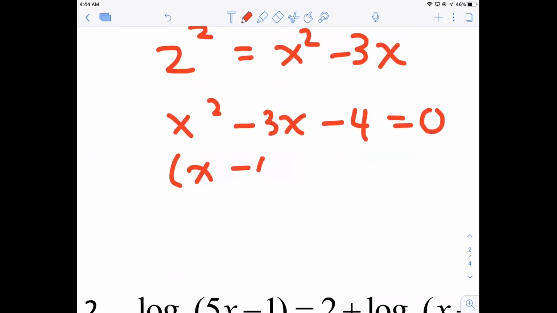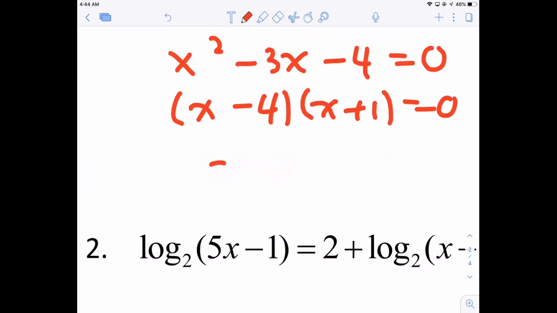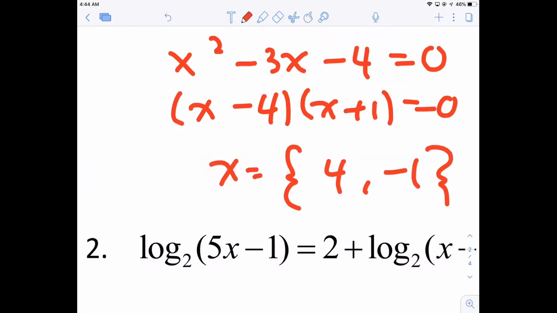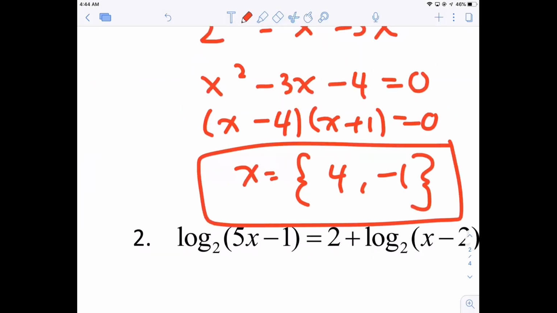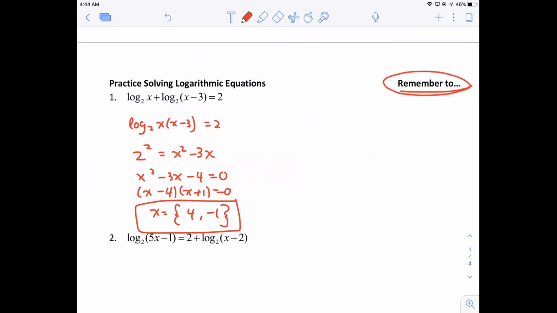Factor this, what is this? x minus 4, x plus 1 equals 0. And I get solutions of 4 and negative 1. Right? And I'm just going to box my answers in. So what do we need to remember to do?